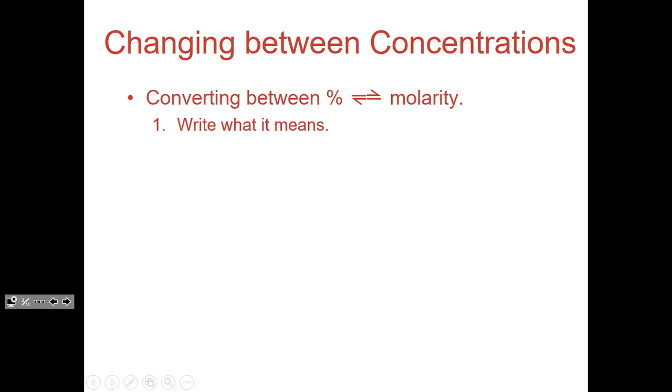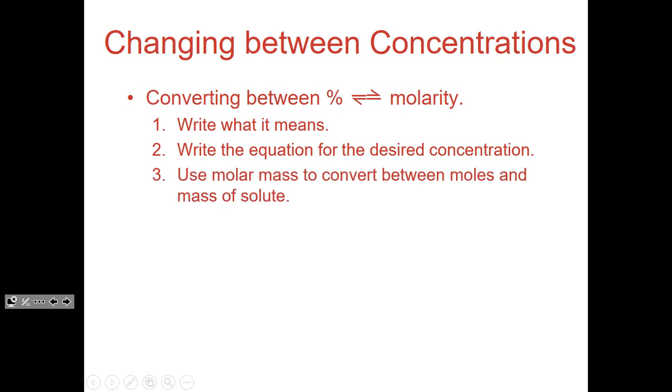Well, first, you start by writing what it means. And then second, we're going to write the equation for the desired concentration. That's going to remind you of what we have and what we're trying to get to. Once again, it's an important step for making this as easy as possible. And then the third thing we're going to do is use molar mass to convert between our mass and moles. So if we knew the mass of the solute, we could get to moles of solute. If we knew the moles of solute, we could get to the mass of the solute. So molar mass is how we would convert with solute amounts.